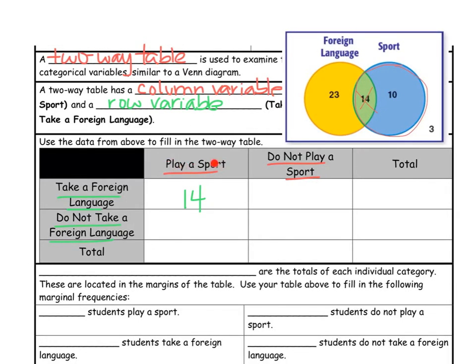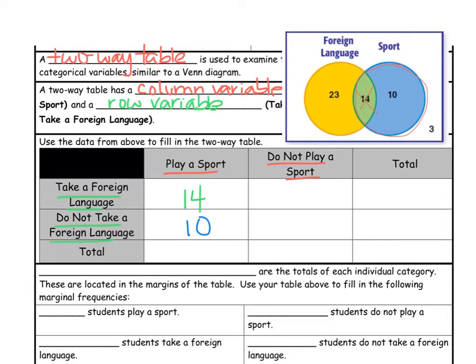So we'll continue with this column here. Here we need to write the number of students who play a sport that do not take a foreign language. So again, here's the play a sport. These people right here do not take a foreign language because they are not included in the intersection of those two circles, so that would be the number 10.